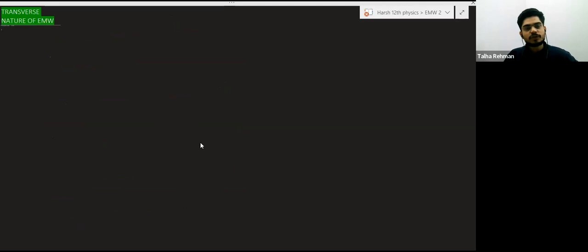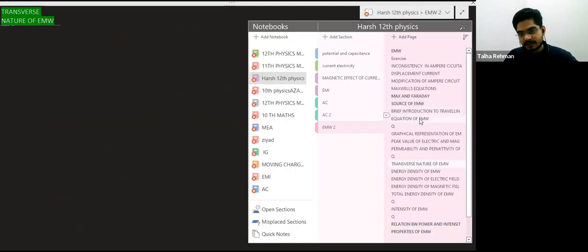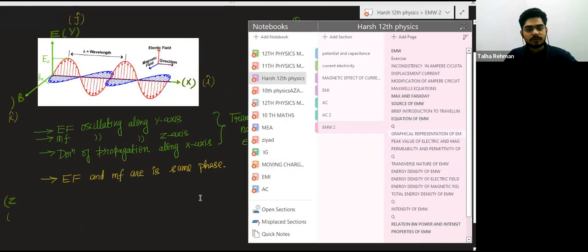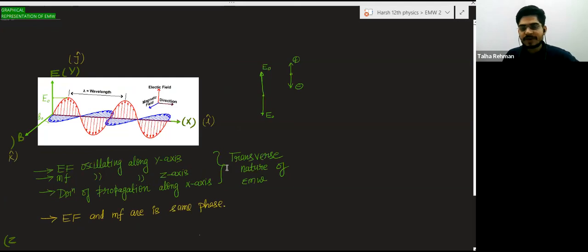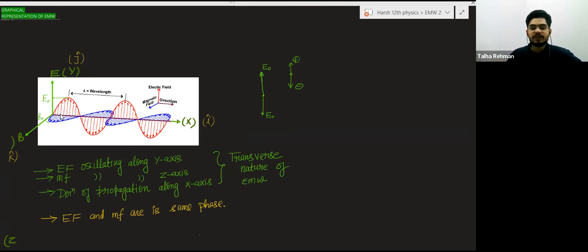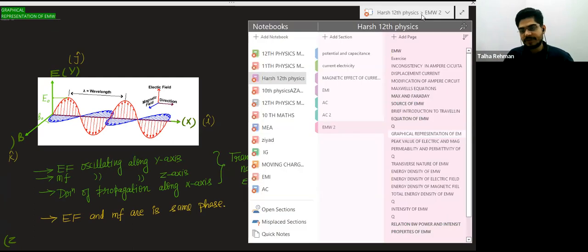So the transverse nature of electromagnetic waves I have discussed here. Transverse nature of electromagnetic wave means the electric field is oscillating. The electric field, the magnetic field, and the direction of propagation are mutually perpendicular to each other. So basically, this is the transverse nature of the electromagnetic wave.